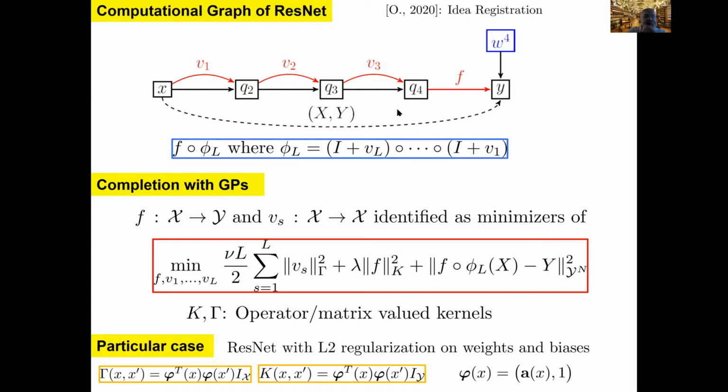Now, this is equivalent to recovering these unknown functions by minimizing the following loss, in which these are the RKHS norms defined with respect to two possibly distinct operator or matrix valued kernels K and gamma. Furthermore, if you choose those kernels K and gamma to be the following ones, then you recover ResNet with L2 regularization on weights and biases as a particular case.